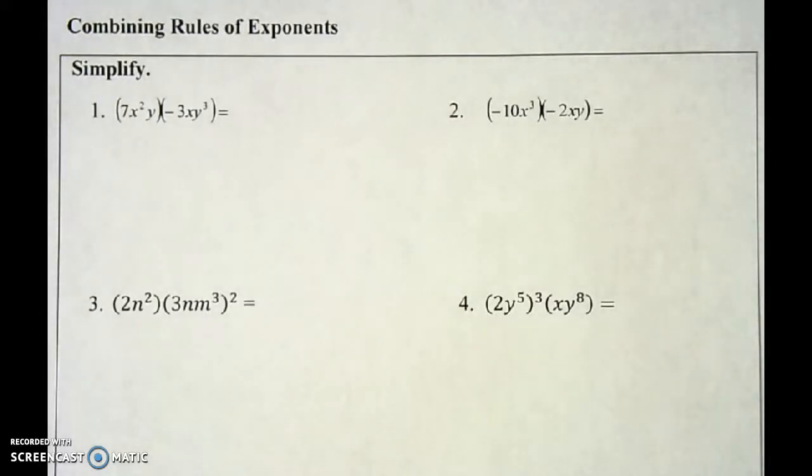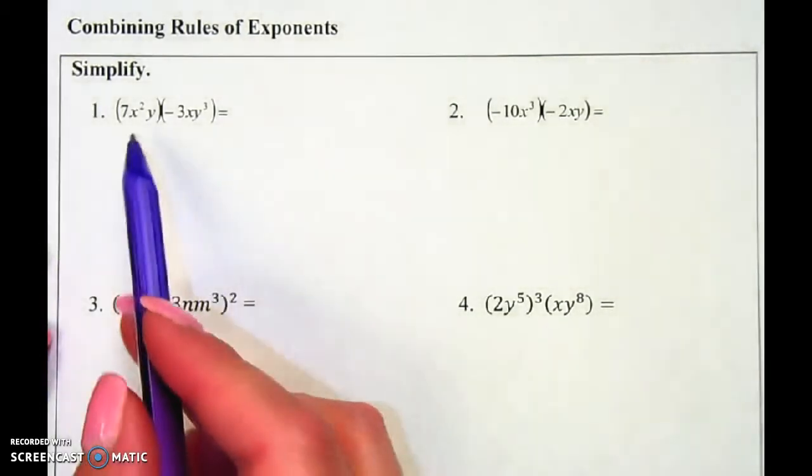This is the notes for Unit 11, Combining Rules of Exponents. We're going to take all of the individual rules that we learned yesterday and then use different properties and combine them within the same problem. Okay, so I'm going to start by writing mine in expanded form.